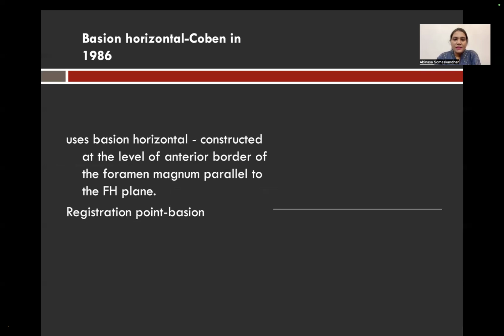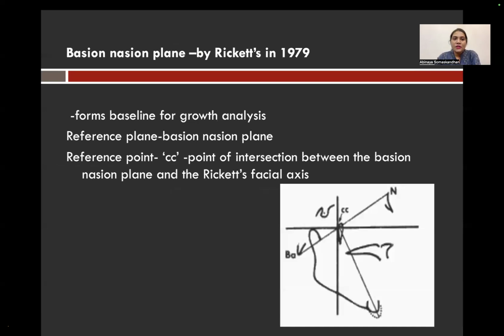Coming to Basion horizontal by Cohen in 1986. This uses a Basion horizontal constructed at the level of the anterior border of foramen magnum, parallel to the FH plane. And the registration point used here is the Basion. Next is the Basion-Nasion plane by Ricketts in 1979. This forms a baseline for growth analysis. And the reference point here is something called the CC point, which is the point of intersection between the Basion-Nasion plane and the Ricketts facial axis.